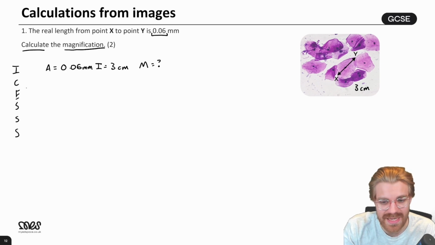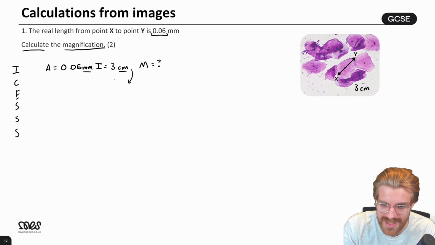Next, my C is for my conversion. So I'm going to look at my data and see, have I got it in the same values? No, I don't. My image is in centimeters, my actual size is in millimeters. I need to make sure that they are in the same value. So I'm going to convert my centimeters into millimeters. To do that, I'm going to multiply by 10. So we get 30 millimeters.